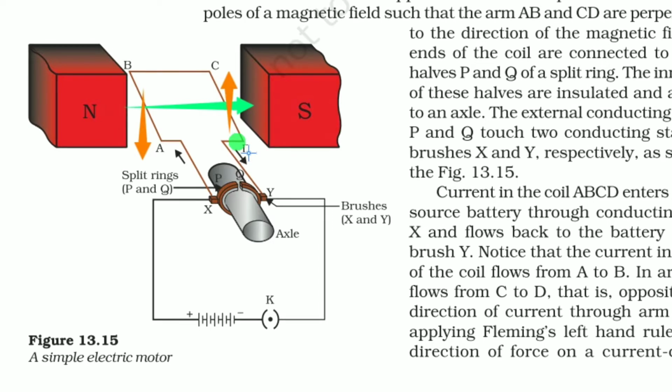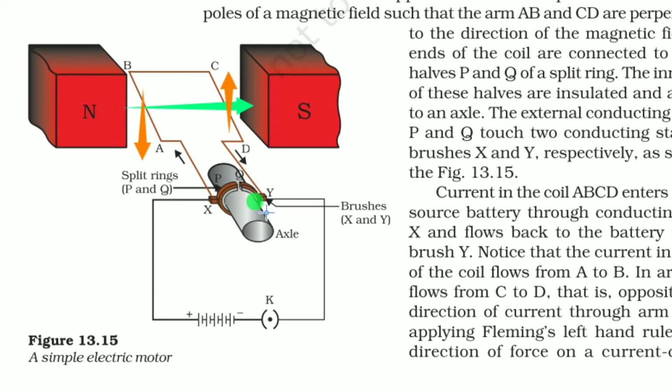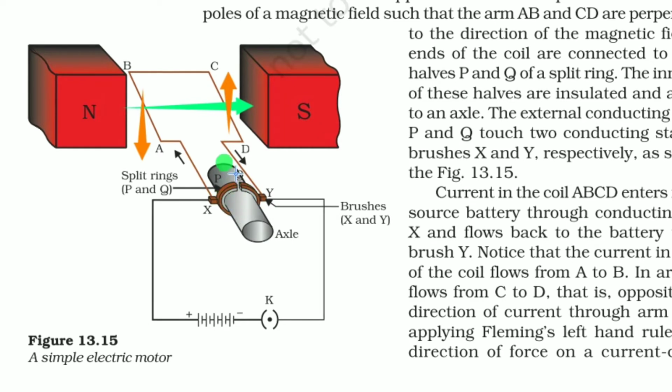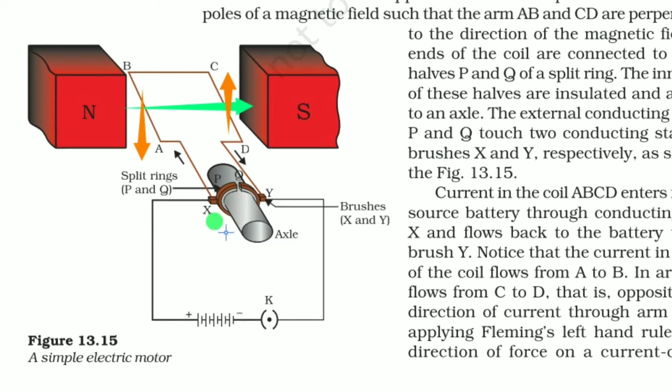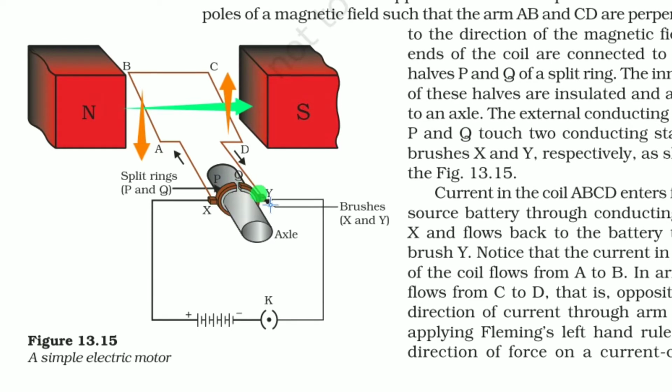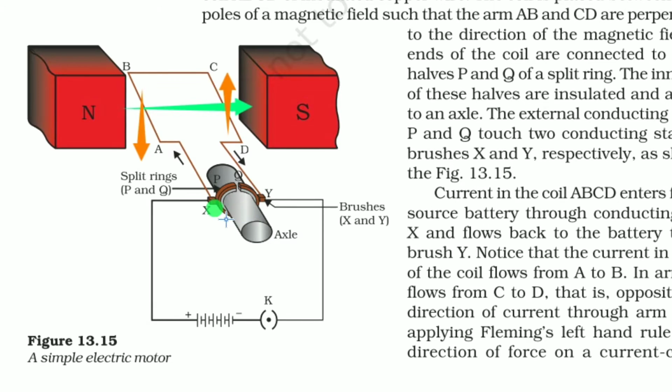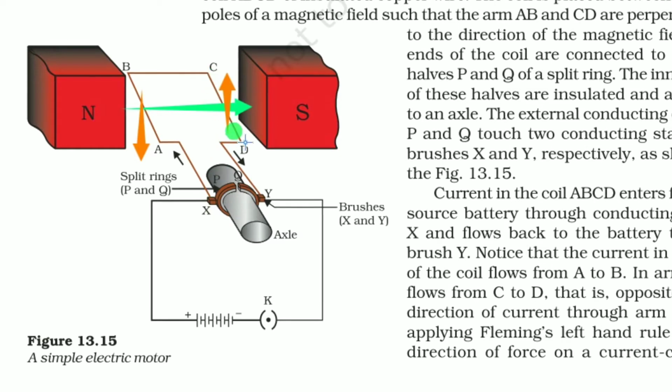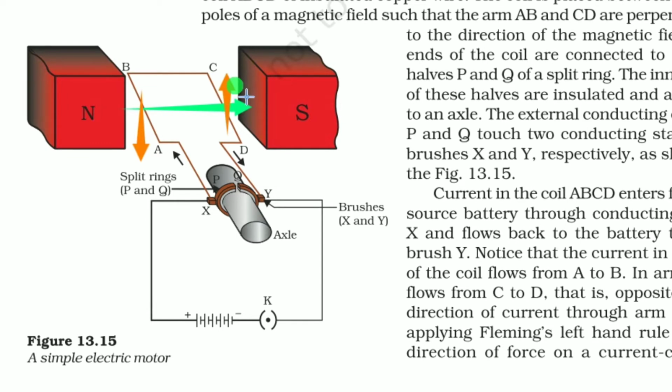After the half rotation, that means 180-degree rotation, what will happen? I have told you X and Y are stationary, but which parts are rotating? The split ring is rotating with the axle, this armature and this wire conductor. So you can see after some time the P split ring will attach with the Y brush and the Q split ring will attach with the X brush. Then what will happen? Actually the CD will come to the AB position, AB will go to the CD position, is it not?